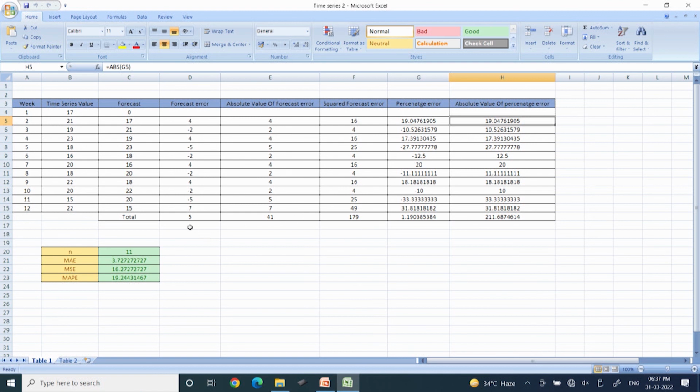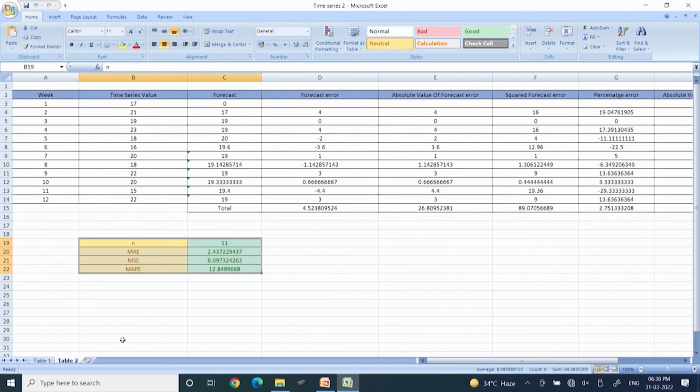Here I found the total because I want to know the average. So, we know n is 11. So, mean absolute error is the total value divided by 11, then mean squared error, for mean squared is 179 divided by 11. So, you are getting 16.27, mean absolute percentage error 211.68 upon 11, you will get this value.